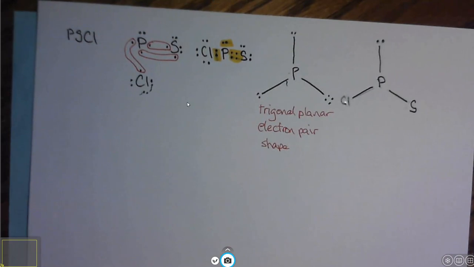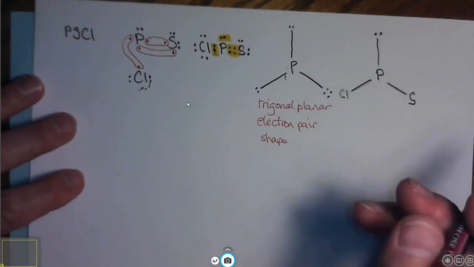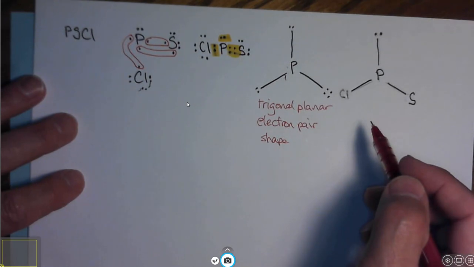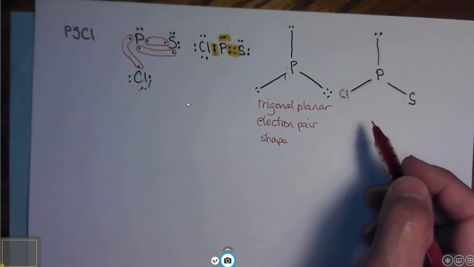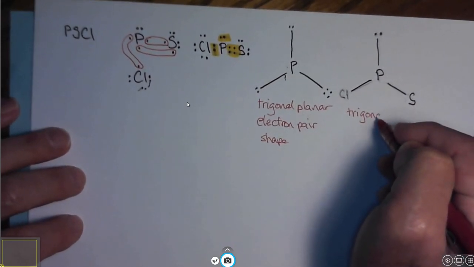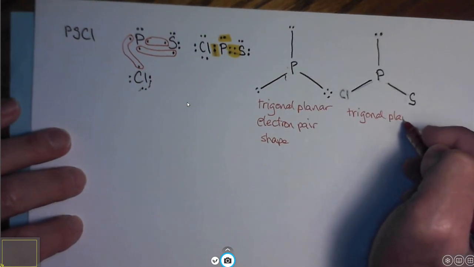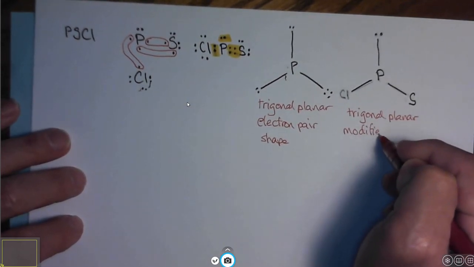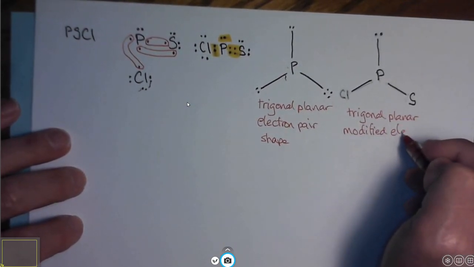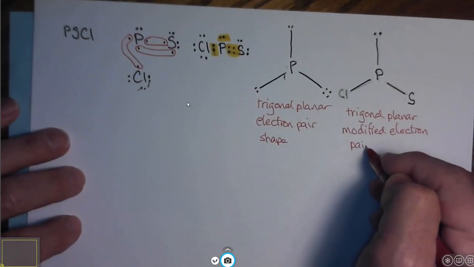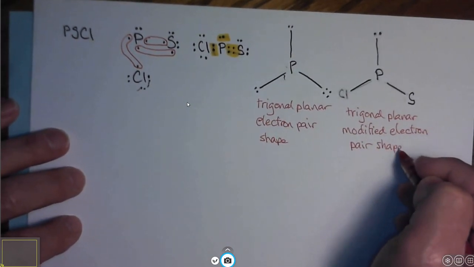Josiah, what is this shape called? Modified trigonal electron pair shape. You got all the words there, but we're not quite there. You left off one word. It's trigonal planar, and it is a modified electron pair shape. So you had the order of these things kind of turned around a little bit.